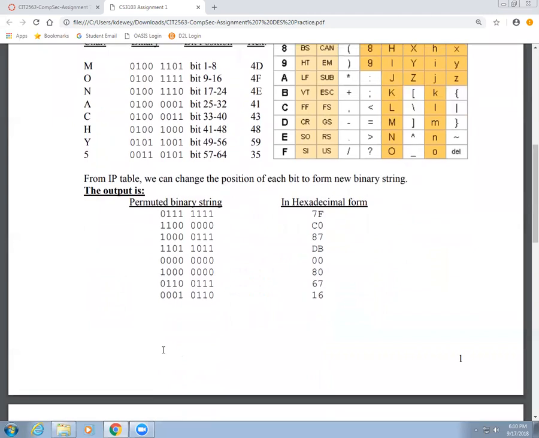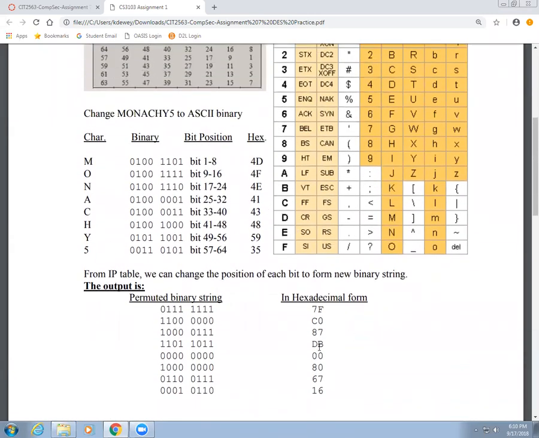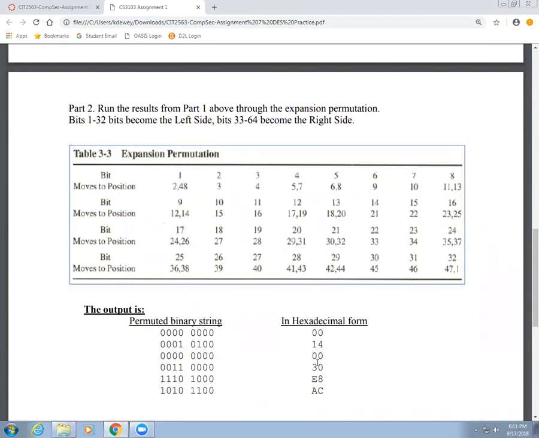And you can do this in Excel, very simple. So you do these 2 charts, okay? Then you have to expand them. In bit 1, this 0 gets copied to bit 2 and bit 48, and so on and so forth. But the important part is right here at the top. Run the results of part 1 above through the expansion permutation. Bits 1 through 32 become the left side, and bits 33 through 64 become the right side.